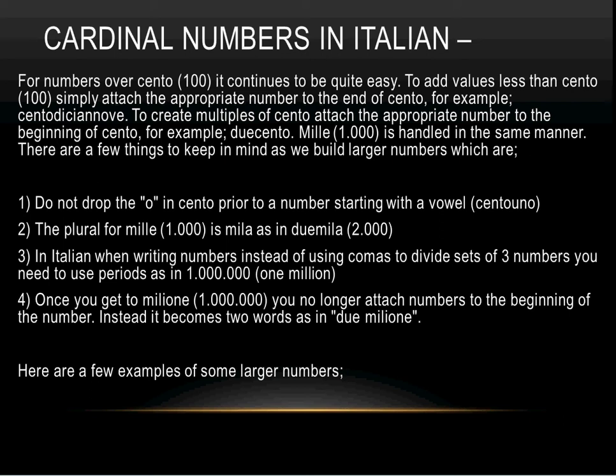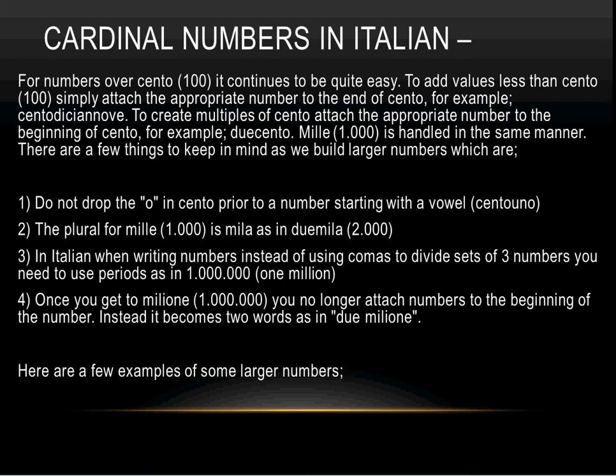There are a few things to keep in mind as we build larger numbers, which are, with 100, you do not drop the O prior to a number starting with a vowel, like the way we did with 20 or 30. Remember while we had 22, it was 21. We dropped the I. Well, it doesn't happen in 100. You would have 101. Okay, so that's kind of invariable. We never drop the O.